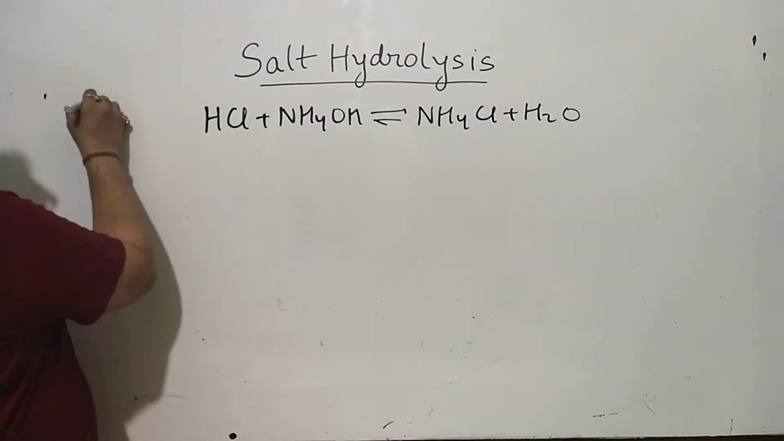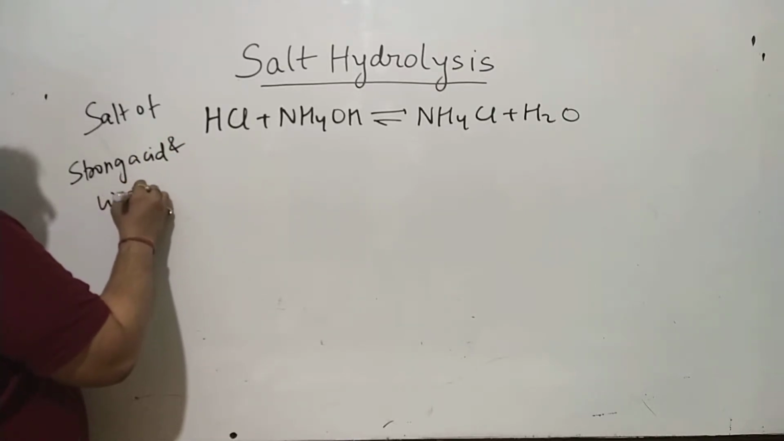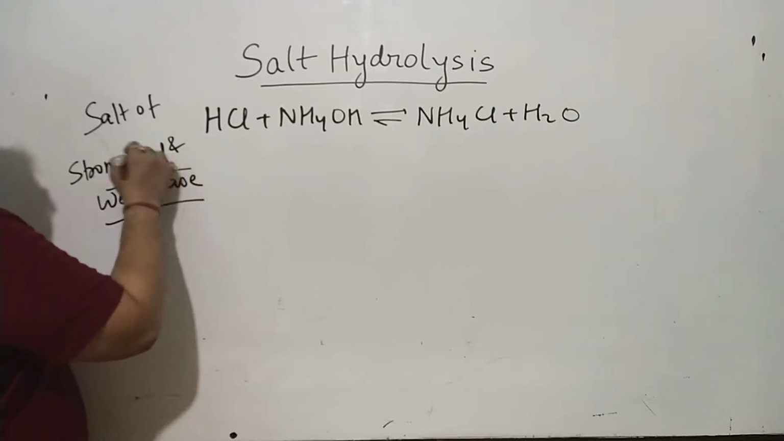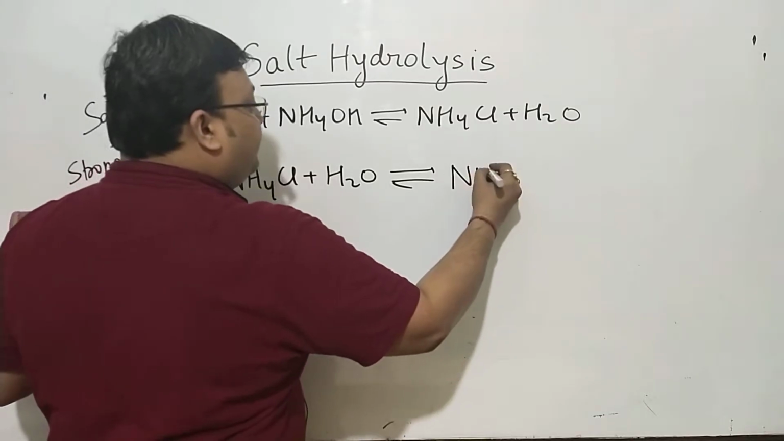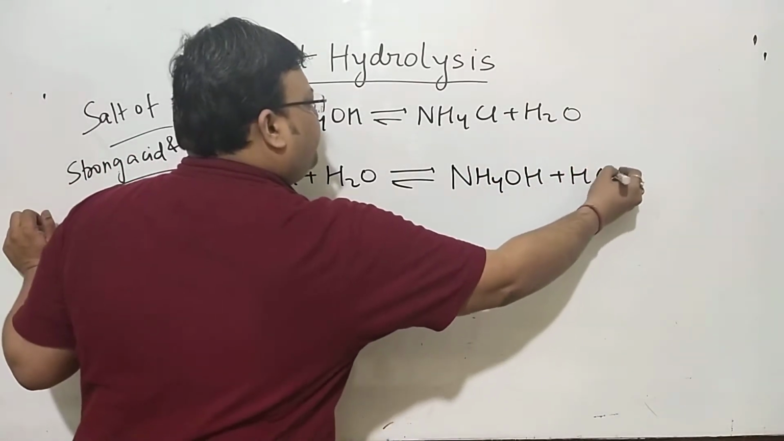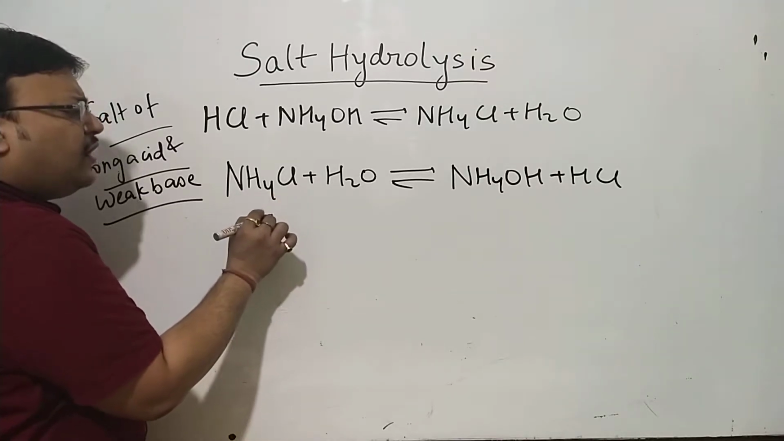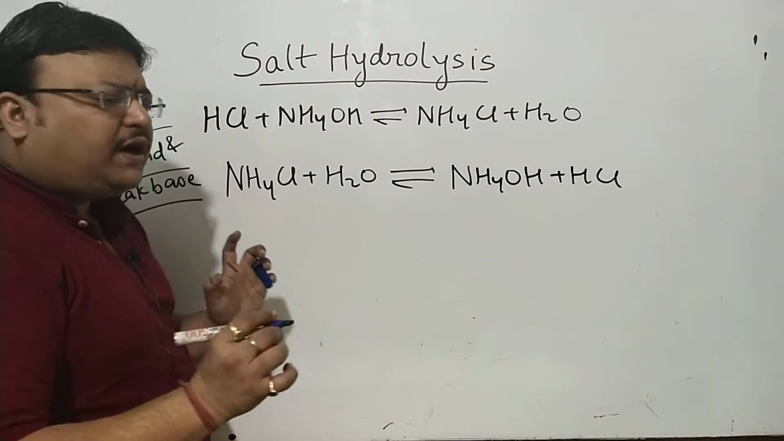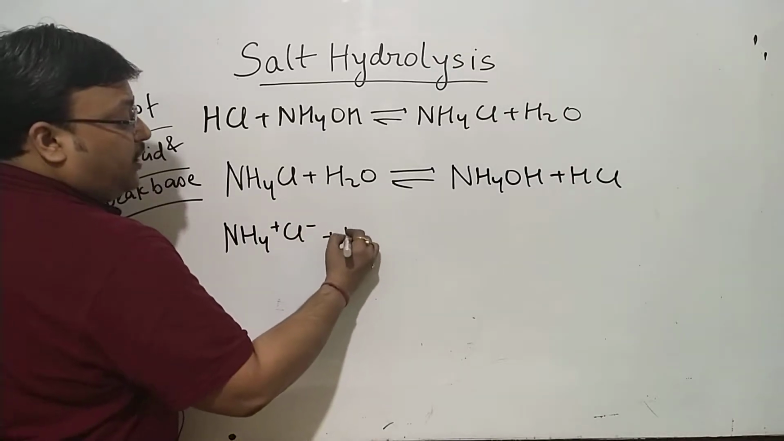Now suppose, first of all, it's the salt of strong acid and weak base. The strong acid being HCl, the weak base being ammonium hydroxide. First of all, ammonium chloride plus water and the reaction moving back. So this is the reverse of neutralization. I want to write it in the true form. The true ionic form will be, there is nothing like ammonium chloride in water. I keep on saying, पानी में अमोनियम क्लोराइड नहीं होता है, पानी में अमोनियम और क्लोराइड होता है.